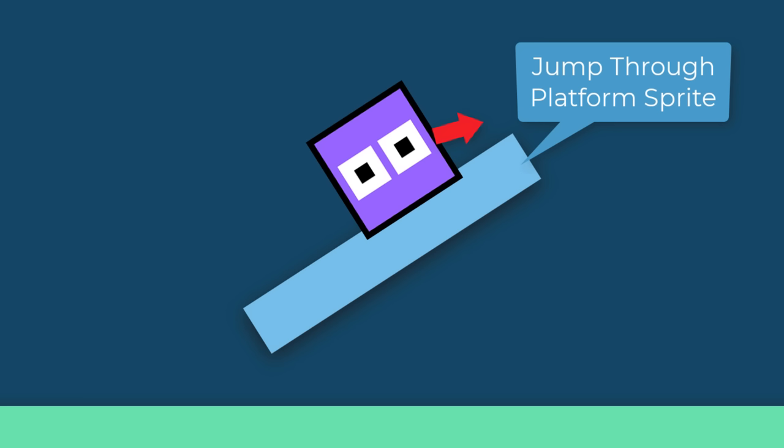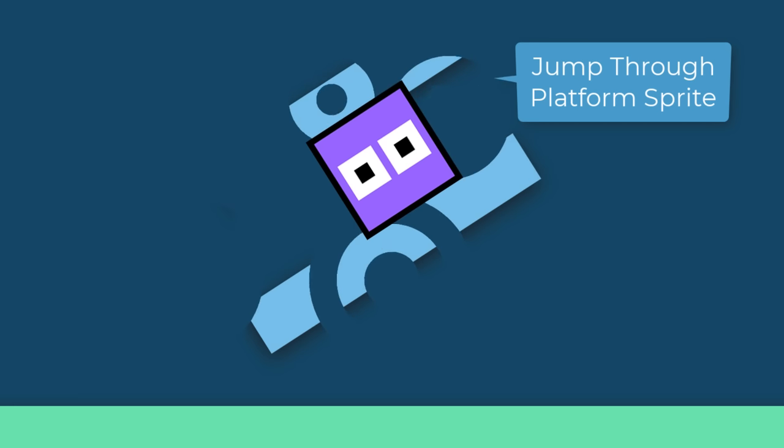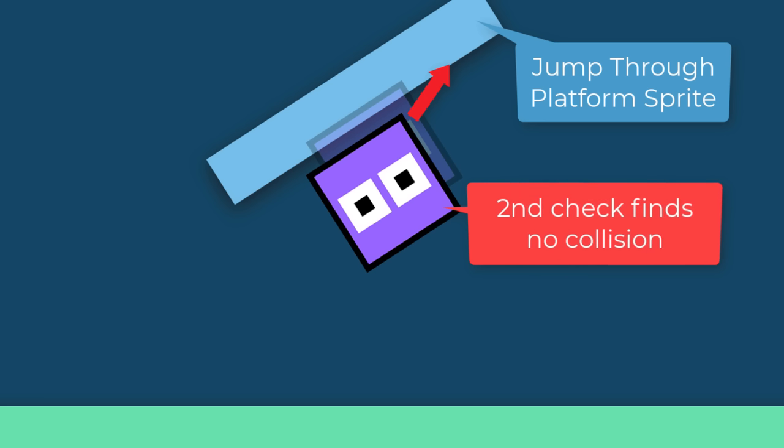Okay then, so instead we perform a second collision check below the player. If we continue to find a collision, then yes, the ground below is solid. But if we were approaching from below, then the second check will find no collision. And this means we can treat the platform as non-solid. Excellent! So are we done?